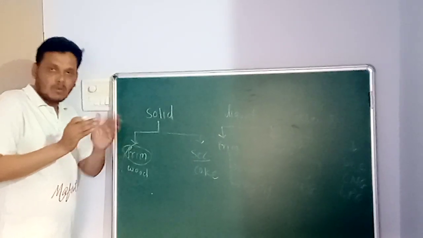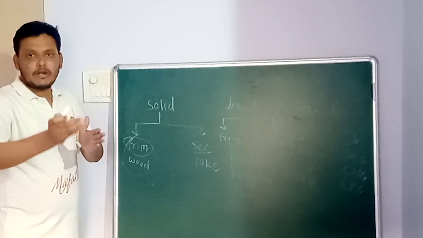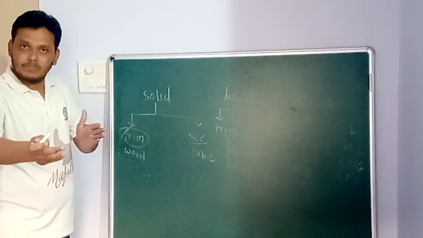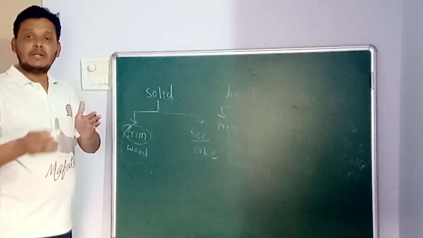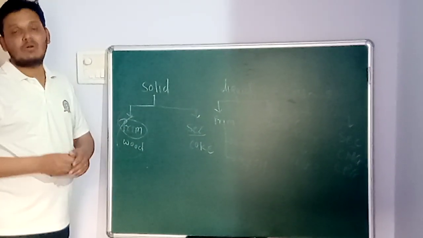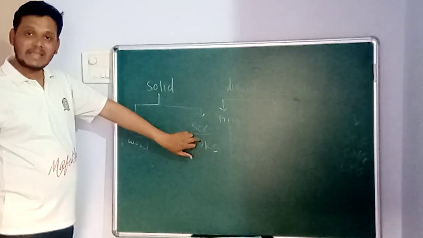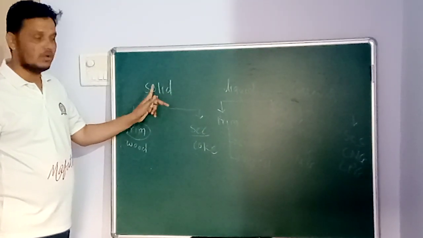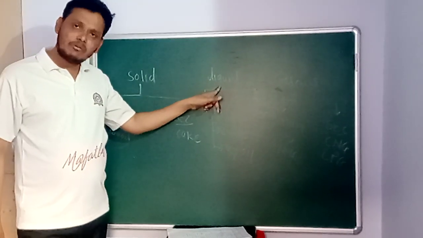Secondary means man-made. So after processing, wood is converted into coal, charcoal, or coke. Coke is nothing but the product of heating coal in the absence of O2. These are the secondary sources of solid fuel.